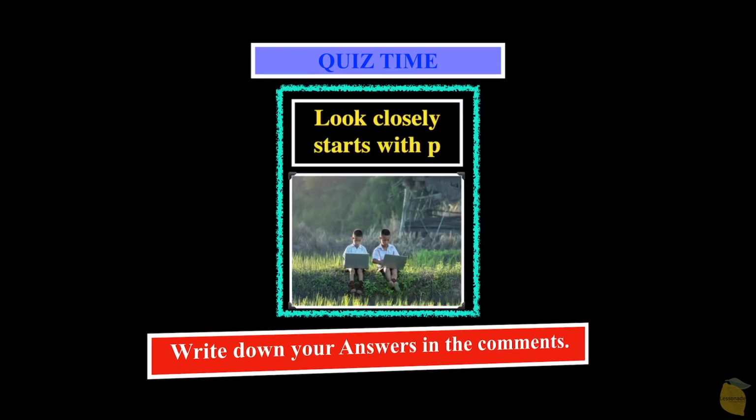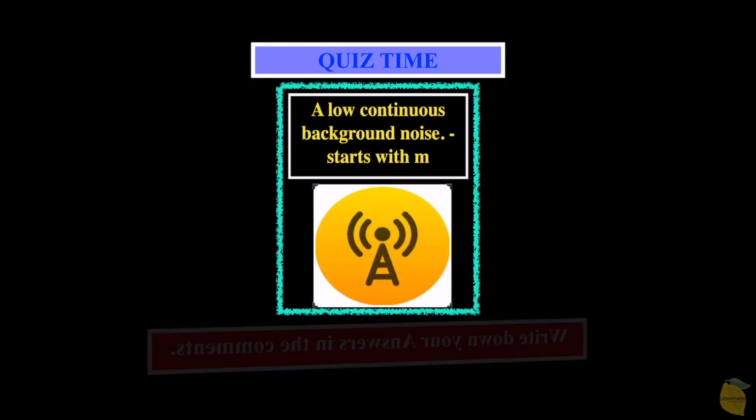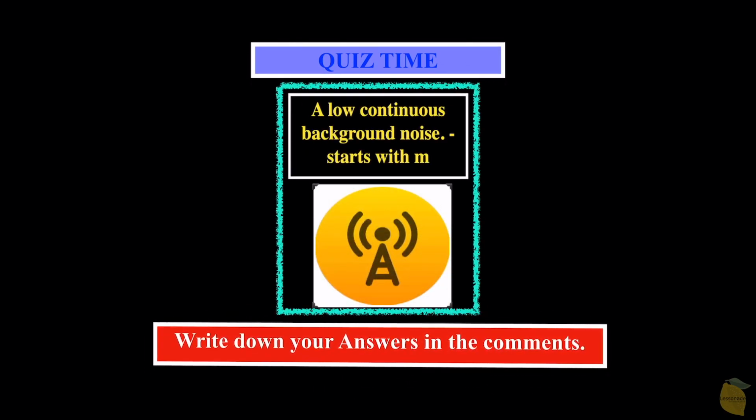The next question we have is look closely starts with P. In this picture, we can see two boys looking closely at their laptops. The next question is going to be a low continuous background noise. Starts with M. In this picture, we can see an object emitting noise. And once again, write your answers in the comments below.